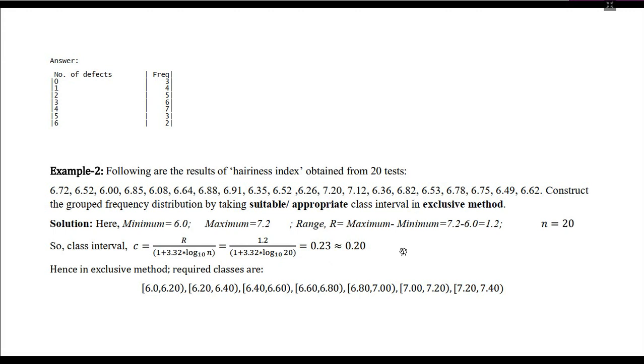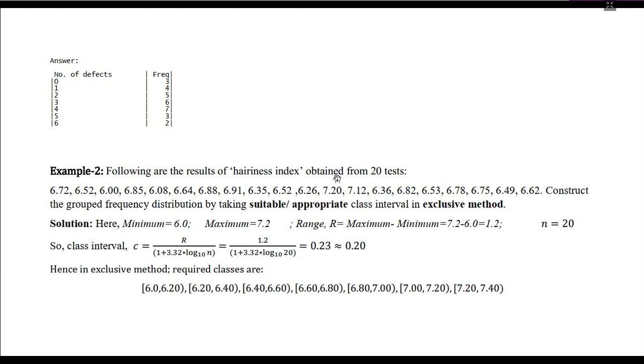0.23. We can approximate it to 0.25 or 0.20, but this value should be close to the original C, which is 0.23. I recommend you not to take 0.30 or 0.15 there, so that the difference between the actual class interval and the class interval we take is not so big.